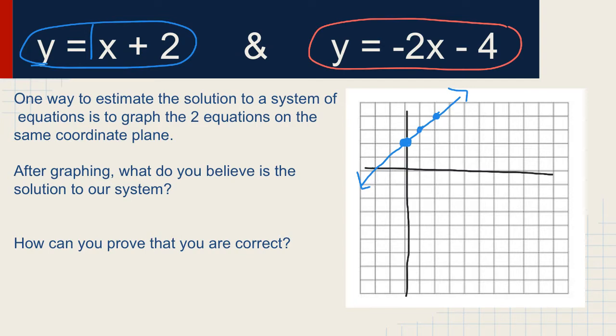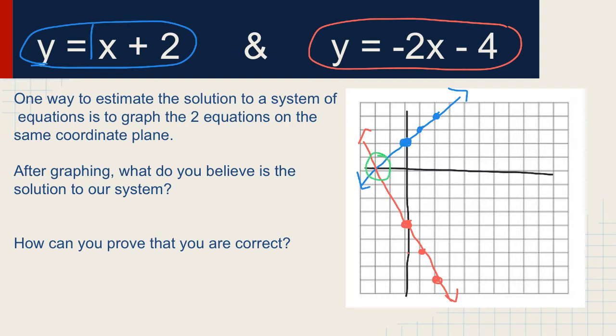Now it's time to graph my red equation on the same coordinate plane. My y-intercept is at -4, so I'm going to start my graph at (0, -4), which is down here. Then I'm going to count down 1 and to the right 1, because that is my slope. And then I'm going to connect my dots as straight as I can make it. And I'm going to look for a point of intersection.